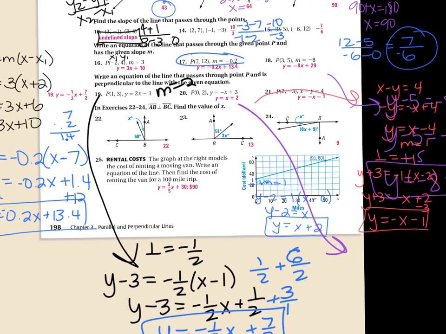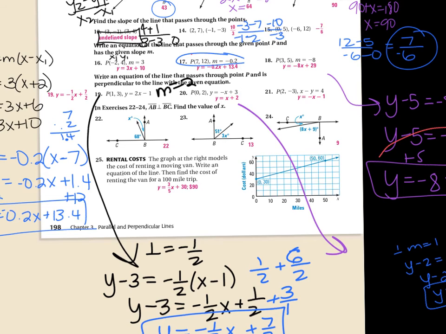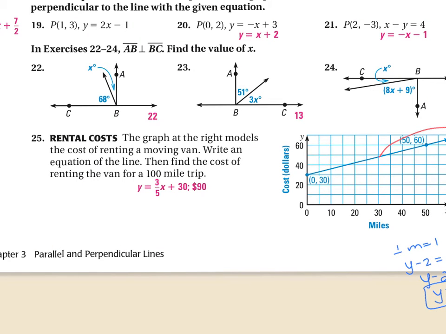Okay, clean up some of this mess. Okay, 22, this is all using those perpendicular theorems from 3-6. So if AB is perpendicular to BC, then this would be a right angle, and so would this. I would take 68 and subtract it from 90, and I'm left with 22, which would be 8, which would be the measure of x.